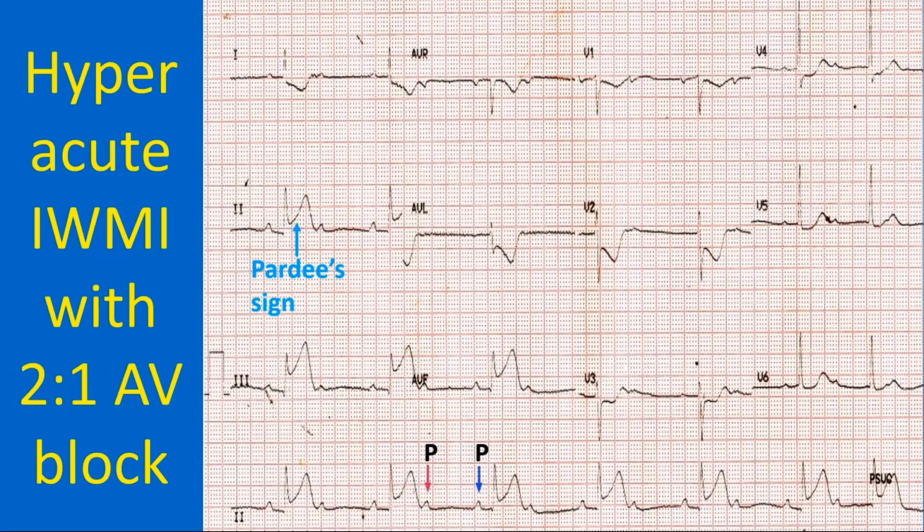ECG in hyperacute phase of inferior wall myocardial infarction with 2-to-1 AV block. There are two P waves for each QRS complex, indicating a 2-to-1 AV conduction. Upsloping ST segment elevation, Paddy's sign, is seen in leads 2, 3 and AVF, inferior leads. T waves in these leads are tall compared to the amplitude of the QRS complexes. ST segment depression is seen in 1, AVL, V1 to V6. ST depression in 1, AVL, V1, V2 are downsloping, while those in V3 to V6 are horizontal. T inversion is noted in V1 and V2.